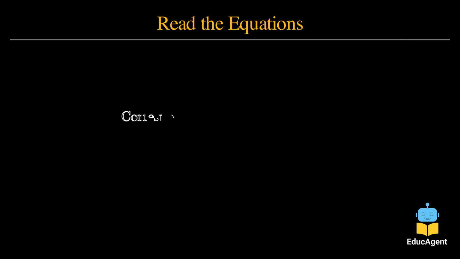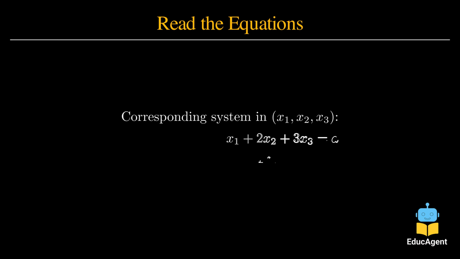This matrix is already upper triangular, so we can read it as three equations. Notice how the last equation only involves x3. That's usually where solvability breaks or stays safe.